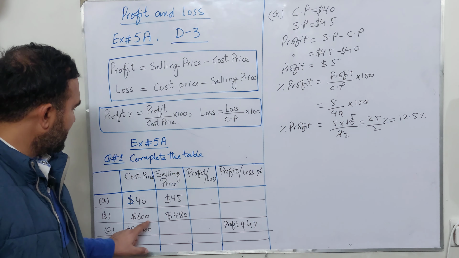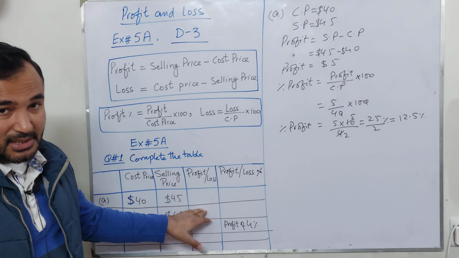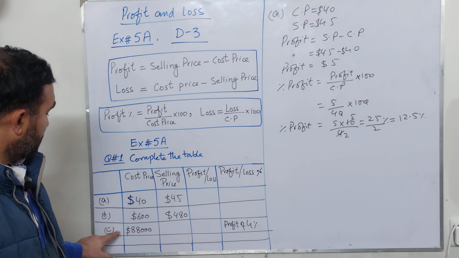Similarly, the next question is the same one. So I'm leaving this question because you will have to repeat the same process. Only values are changed, the rest of the things are same. So we'll go to part C.